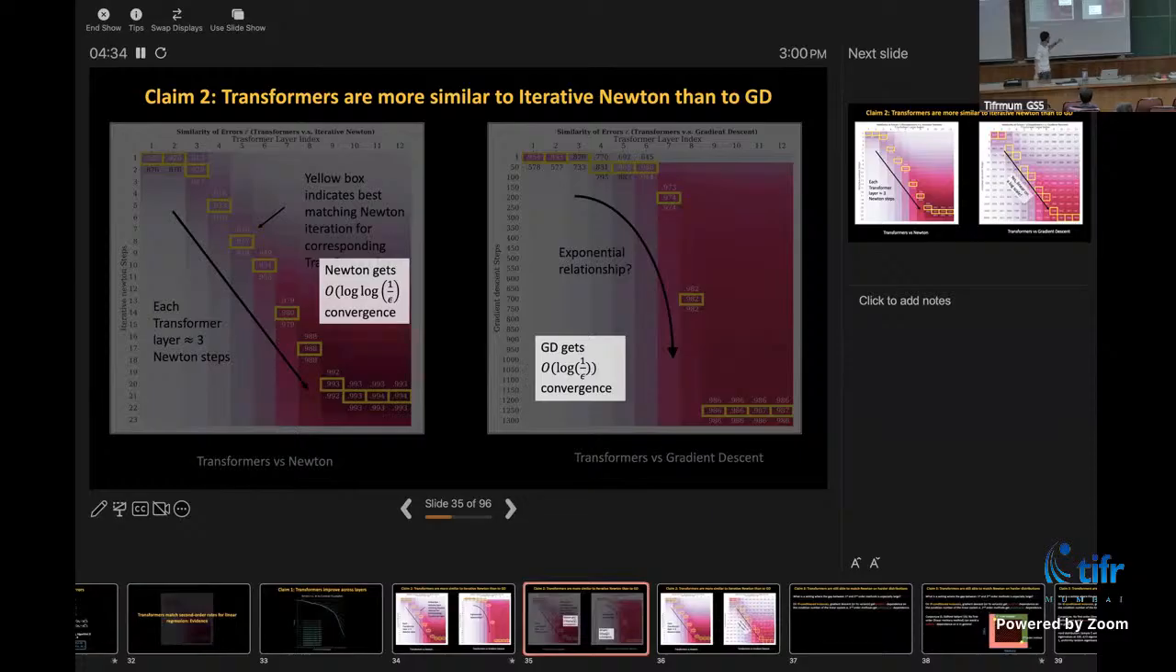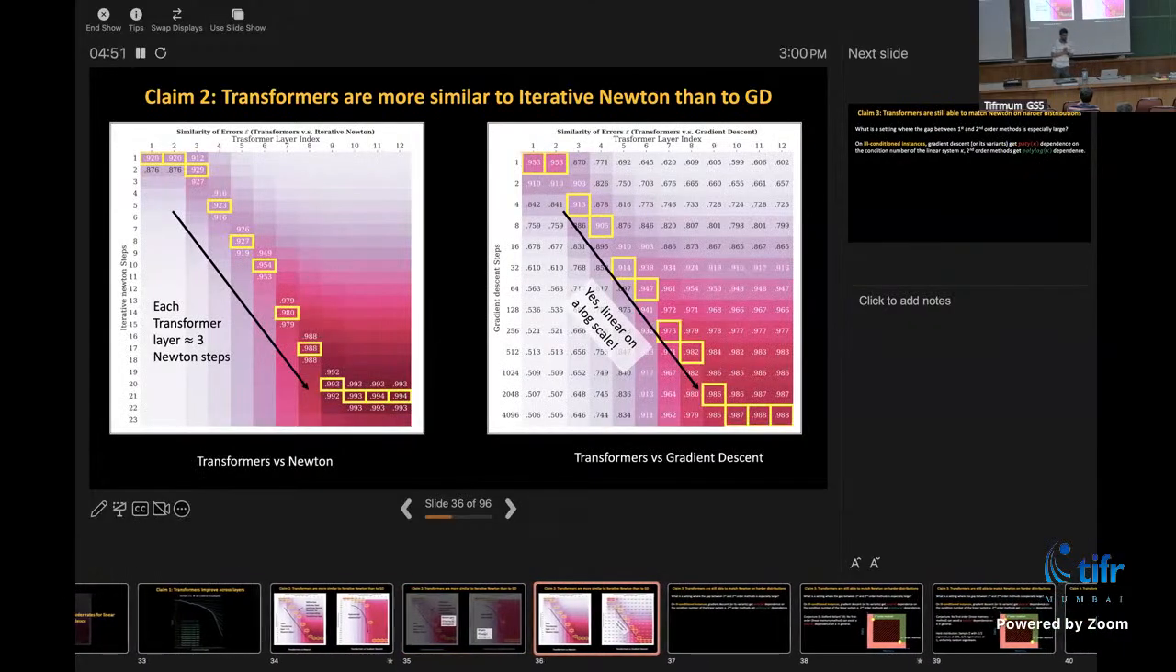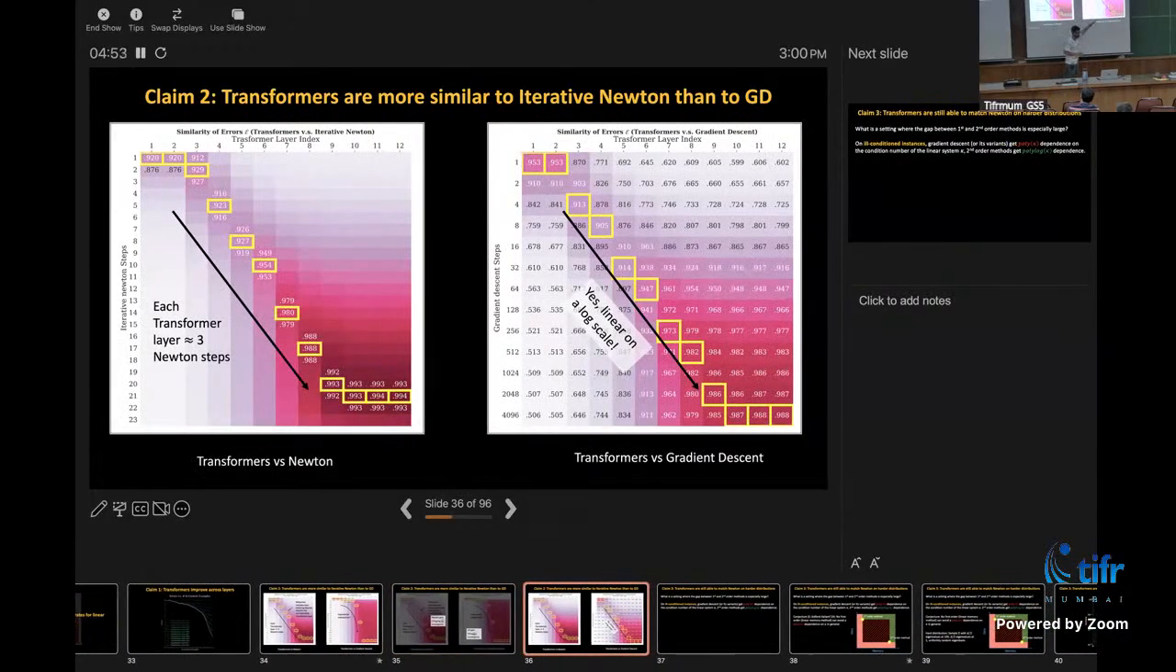So if transformers are matching the rates of a second order technique like Newton, so if they get these log 1 over epsilon rates, we know that gradient descent gets an order 1 over epsilon rate. So we do expect to see this exponential relationship between transformers and gradient descent steps. So that's what we seem to be seeing here. We see this linear on a log scale. So we see this exponential relationship. So transformers seem to be exponentially faster than gradient descent and matching the rates of a second order technique like Newton.